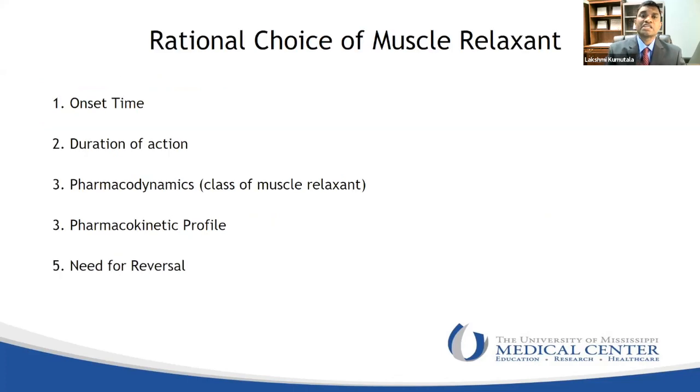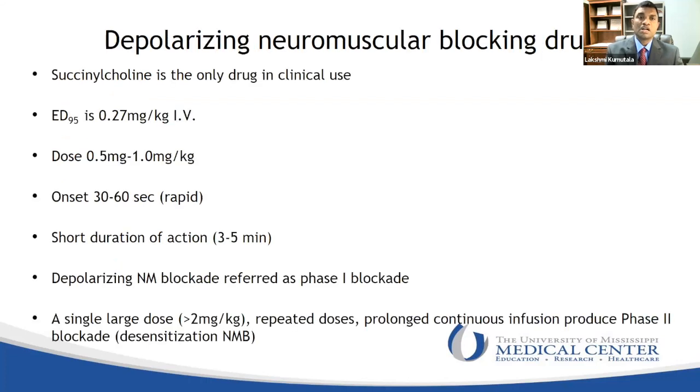So what is your rationale for the choice of muscle relaxant? It depends on what onset you need for the muscle relaxation, what duration of action you need, the pharmacodynamic profile and the pharmacokinetic profile of the medication, and whether you need to have the reversal at the end of the case. Coming to the depolarizing neuromuscular blocking drugs, currently we have only one medication in this class. This is succinylcholine.